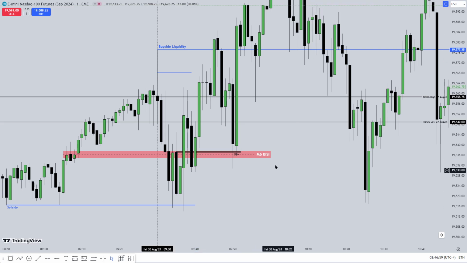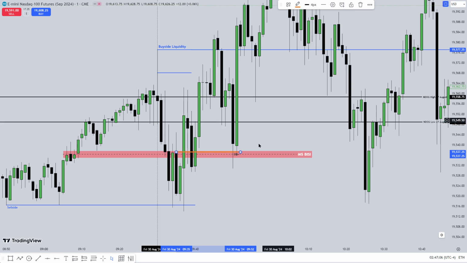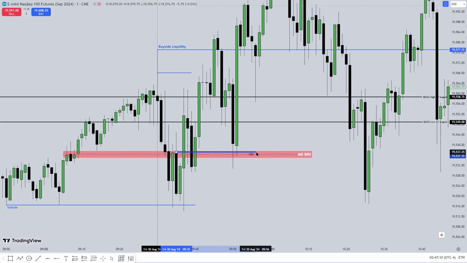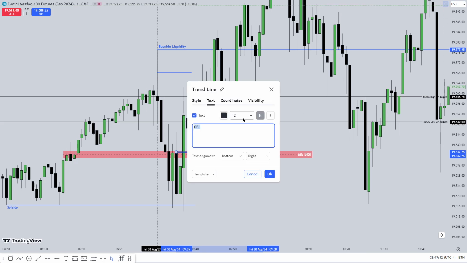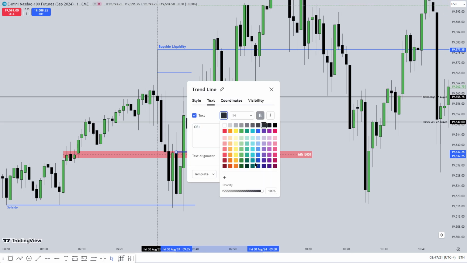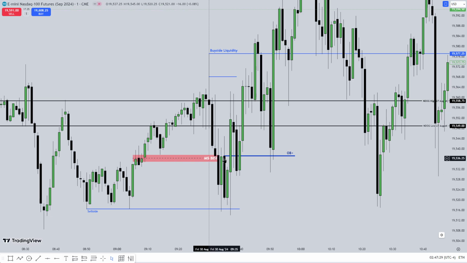So market, let me change the color. So this is your order block, which is just at the 5-minute BC. Okay, so that's your order block here. I hope you can see this order block. Okay, I hope this order block is now clear, and this 5-minute BC is still in my favor.